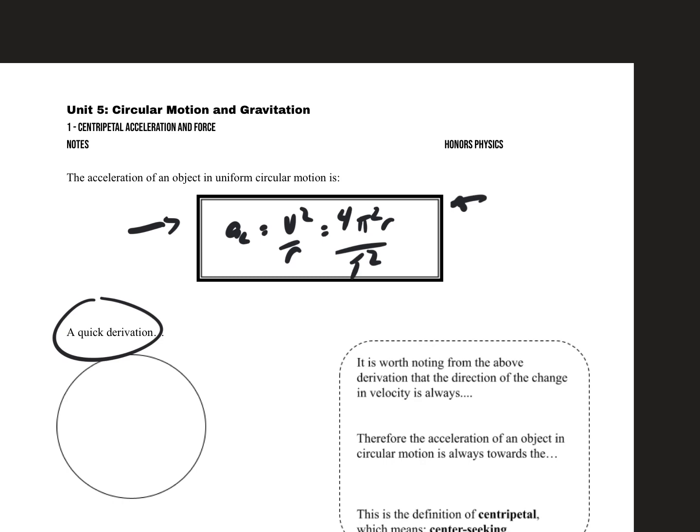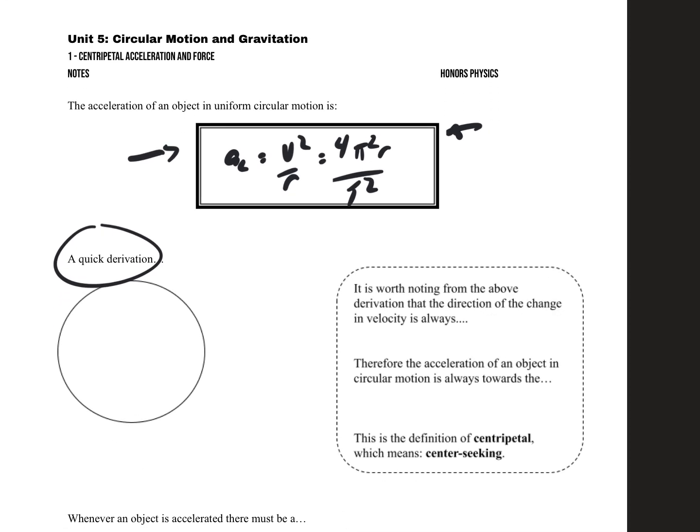Centripetal acceleration simply means center seeking, or always pointing towards the center. So we know that the change of direction, the velocity, is always towards the center of the circle. And the acceleration of the object is always, again, towards the center. So we have an acceleration that is always pointing towards the center of the circle.